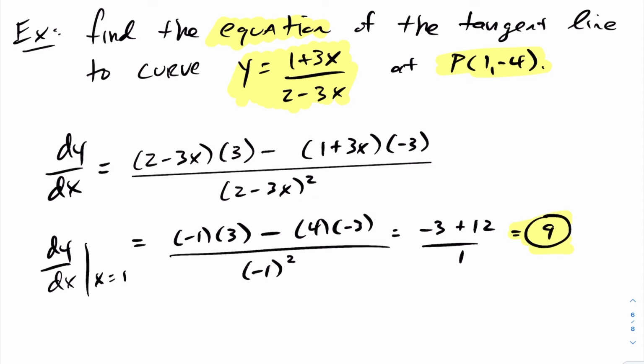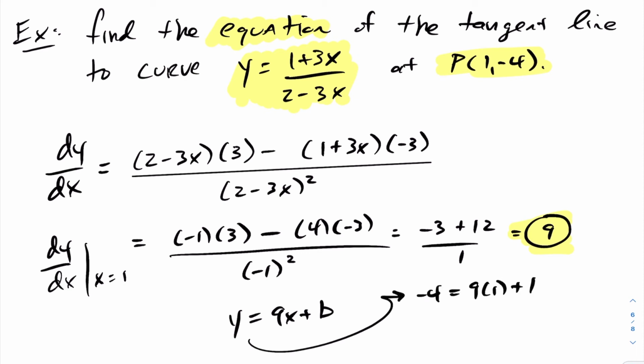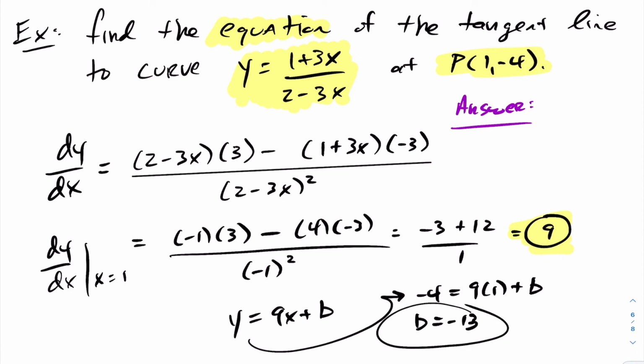I want to find the y-intercept. So my equation is y equals 9x plus my y-intercept. Subbing my point in, we have negative 4 equals 9 times 1 plus my y-intercept, and my y-intercept is negative 13. Putting this together, the tangent equation is y equals 9x minus 13.